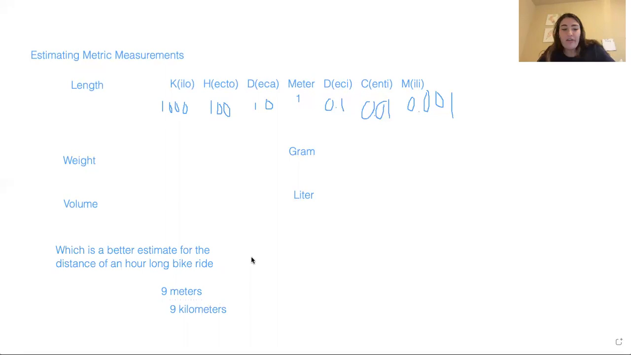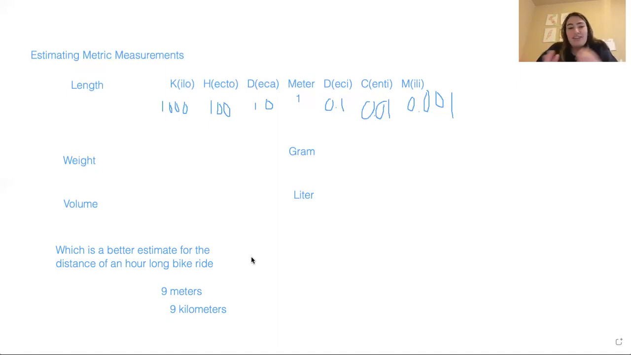So think about riding your bike for an hour around with your friends. Do you go 9 meters or 9 kilometers? If you're thinking in miles, that's about 4.5 to 5 miles per hour. Or do you go 9 meters, which is just a few feet?